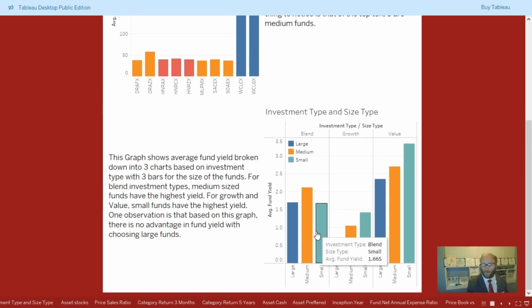This second visual is breaking down the investment type by the size of the fund. This one gives some insight into that. For the blend investment type, medium funds are actually the best as far as fund yield, and then for growth and value, the small funds actually outperformed the rest.